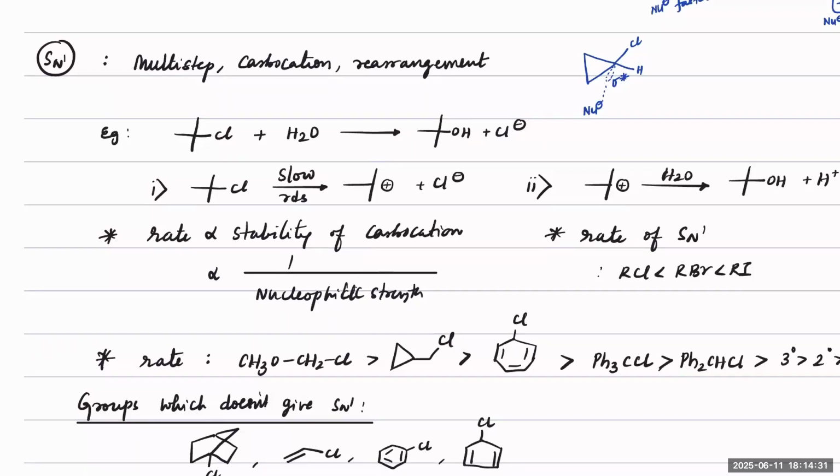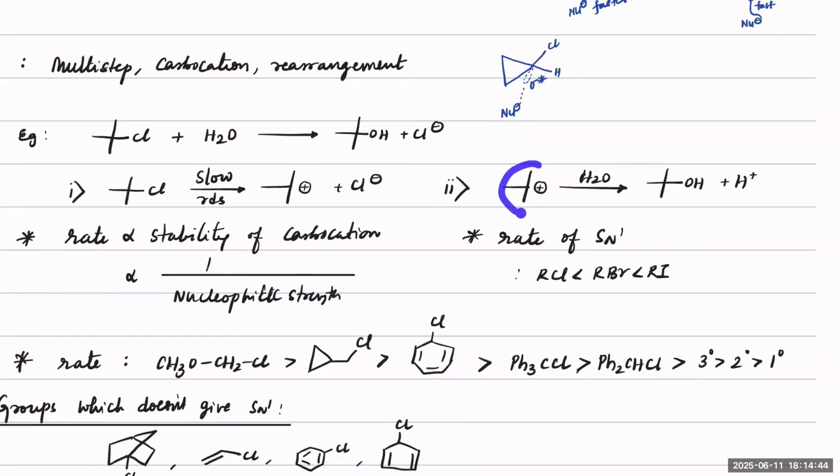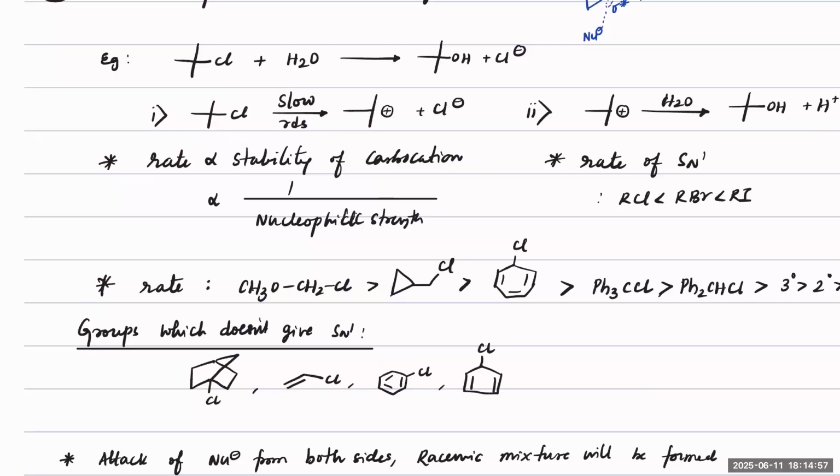First step is removal of chloride. You remove this chloride, you will get a positive charge here, and that is the rate determining step. Then once you get that positive charge, water would attack on it and give an alcohol. This is a fast step. Since this is a slow step, if you notice the rate of SN1, I'll write it down here.